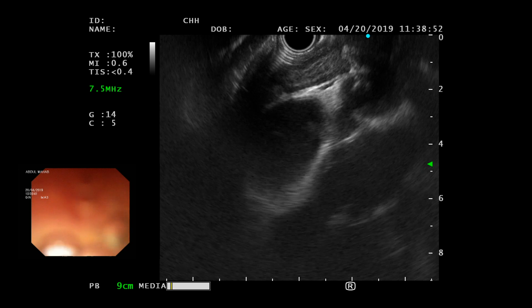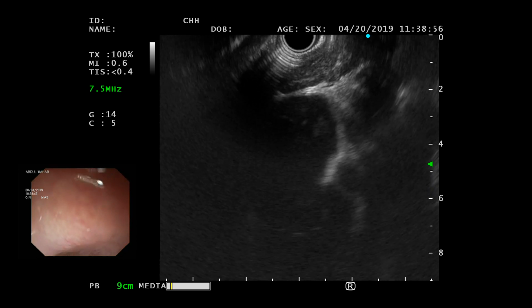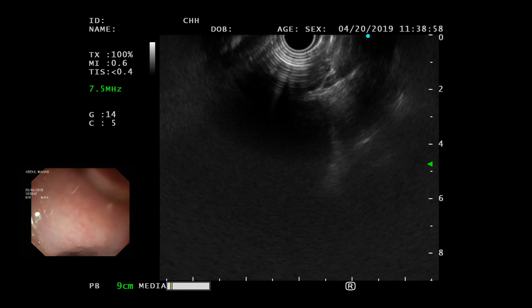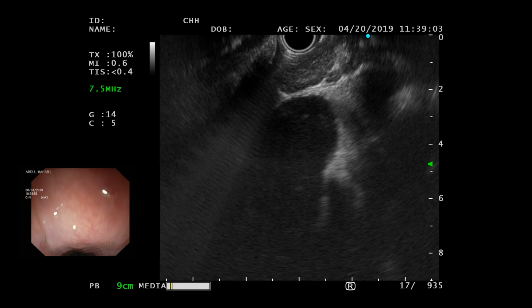Okay? Mustafa, take a picture of this. No, wait a minute. Go left. So this is the subcarina nodes. You see there? This is the lymph node. Aorta, left ventricle, pulmonary artery. So that's 2.5 by 11.5.